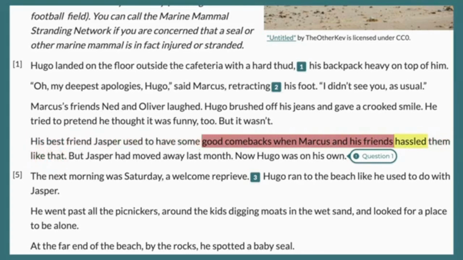I see that Marcus and his friends are the ones who hassled Jasper and Hugo, and Jasper used to have good comebacks. So, hassled is an action, and one way to respond to someone hassling you is by getting back at them with a good comeback. I know if someone is hurt or bothered, they sometimes respond with a comeback or a reply to get even. Could hassled mean bothered? Let's see if I can find some more clues about what hassled might mean.